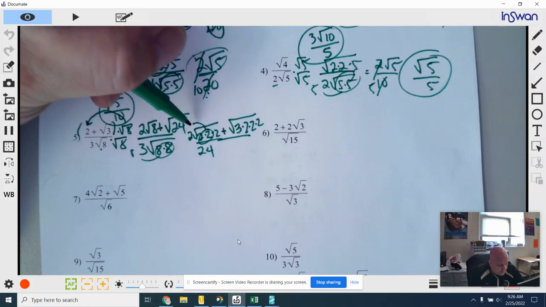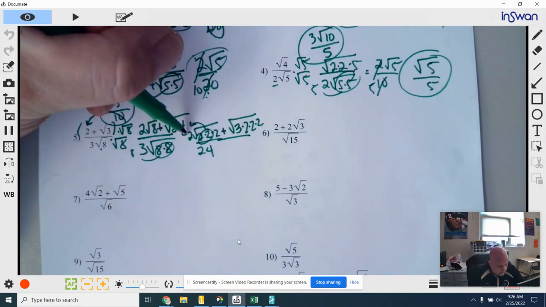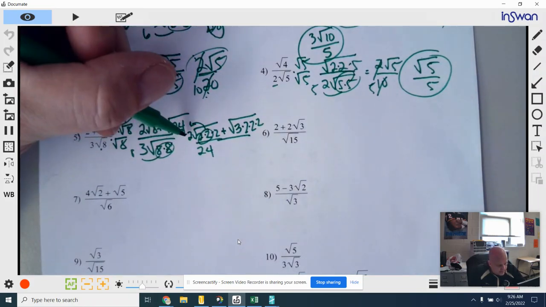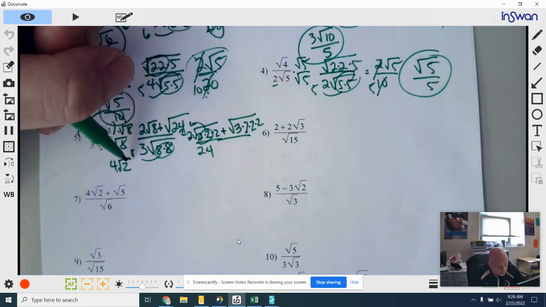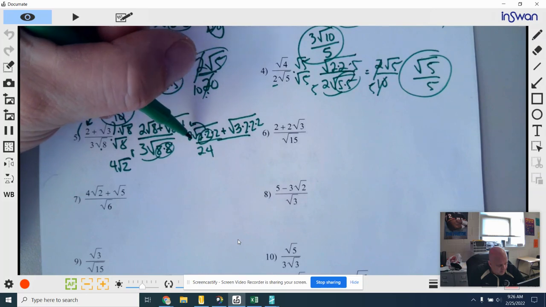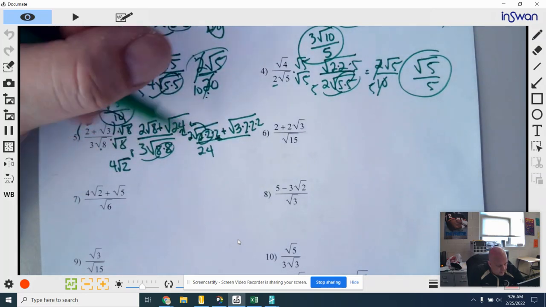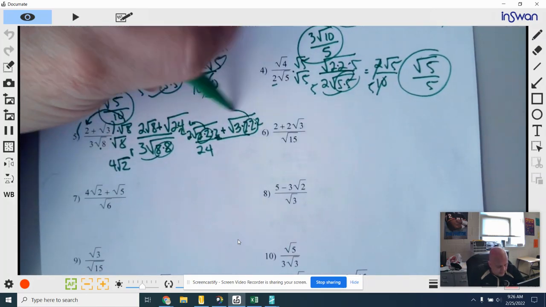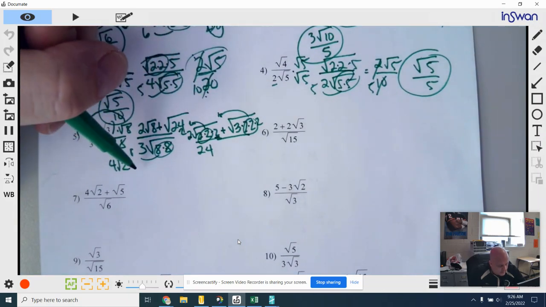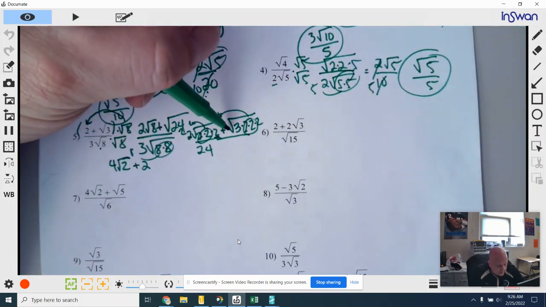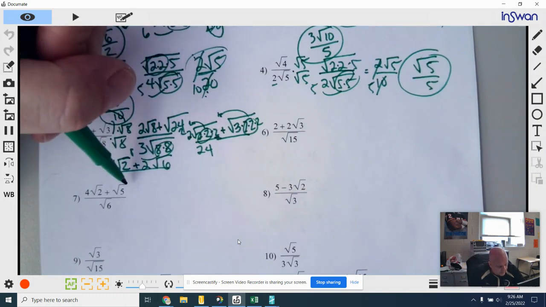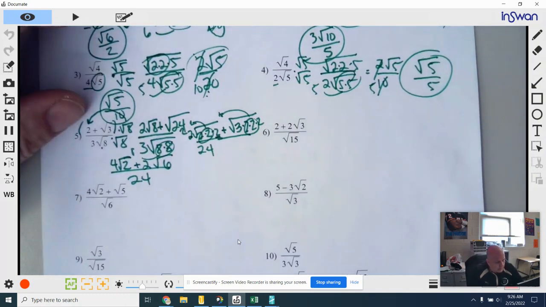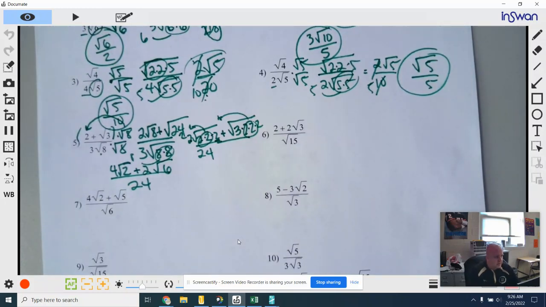So this 2 comes out, multiply by out front there, and 2 times 2. So we got the 4 root 2, because you had that 1, 2 that's left there. And then over here, we have a pair of 2s that's going to come out. So plus 2, and then 3 times 2 gives you root 6. Okay, and then we have all over 24.